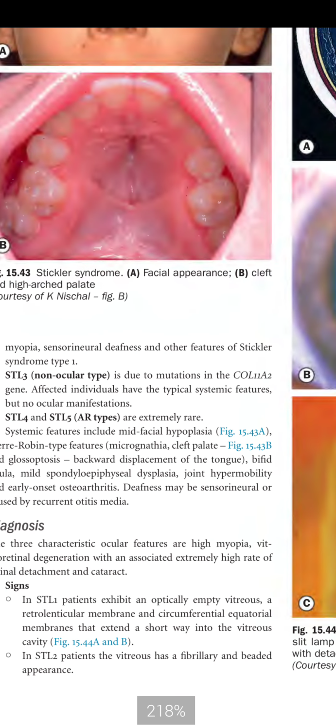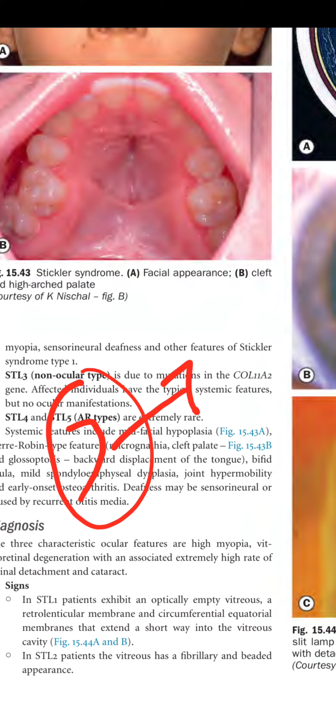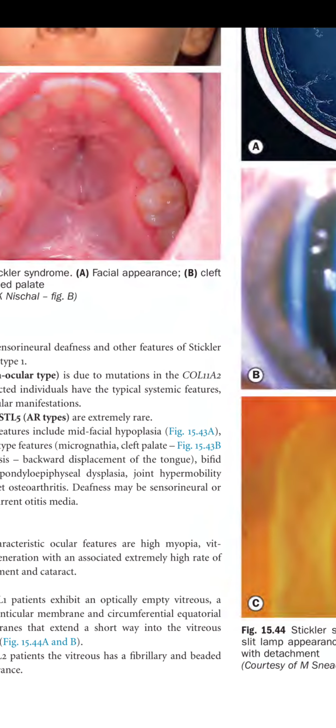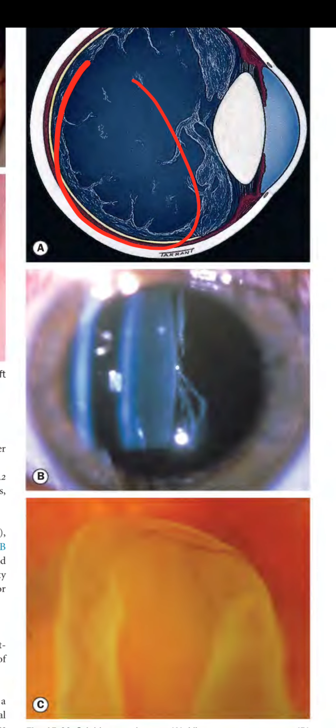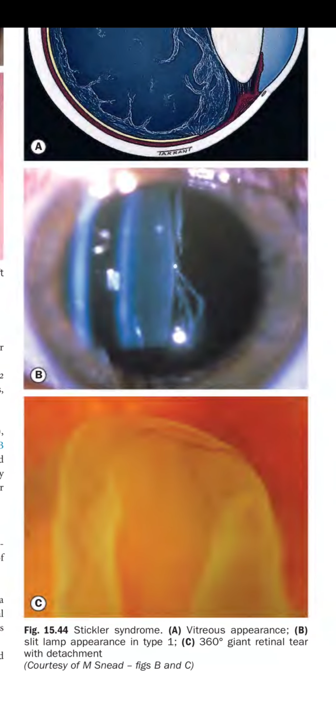So vitreous is empty. There is a membrane present beneath the lens, which is a retrolenticular membrane, and there is a circumferential equatorial membrane that extends a short way into the vitreous cavity. So let's see figure 15.44a, which is showing us an optically empty vitreous. You can see there is a highlighted membrane, and there is a membrane that is extending into the vitreous. So this is the vitreous appearance.